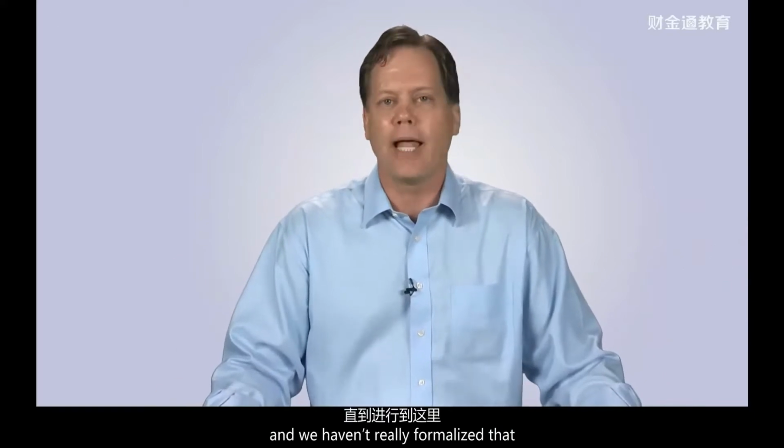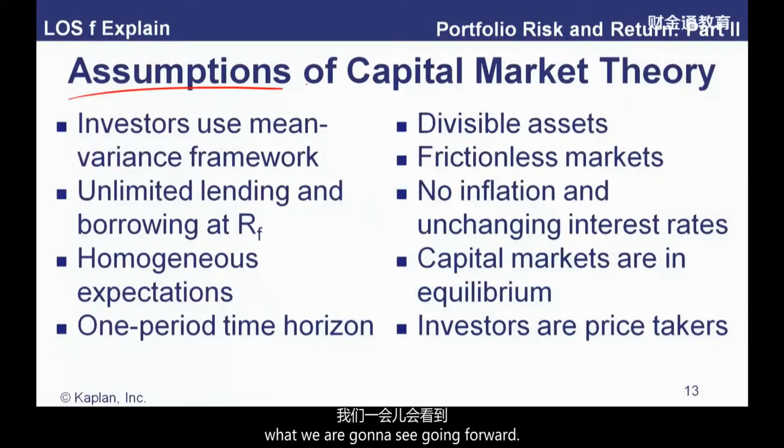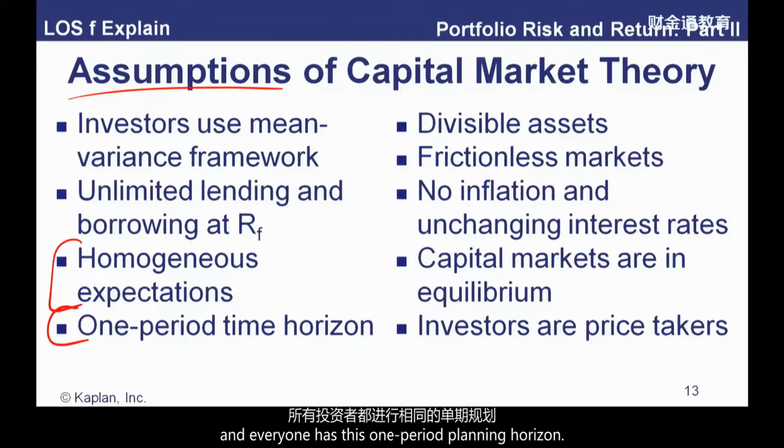We haven't really formalized that until we got to here, but here are the assumptions underlying what we're going to see going forward. And if you look at this, wow, is this a big list of assumptions. Investors use mean variance diversification, that is, they are Markowitz efficient diversifiers. They can borrow and lend an unlimited amount at the risk-free rate. I can lend at the risk-free rate, I can buy T-bills, but when I want to borrow at that rate, it's a lot harder. Everybody has the same expectations. Everyone has a one-period planning horizon. The assets are infinitely divisible. There are no frictions in the market. That means no transaction costs, no informational asymmetries, no taxes, all that sort of stuff. And you can read the rest of them down here. Wow, that's a big list of assumptions.